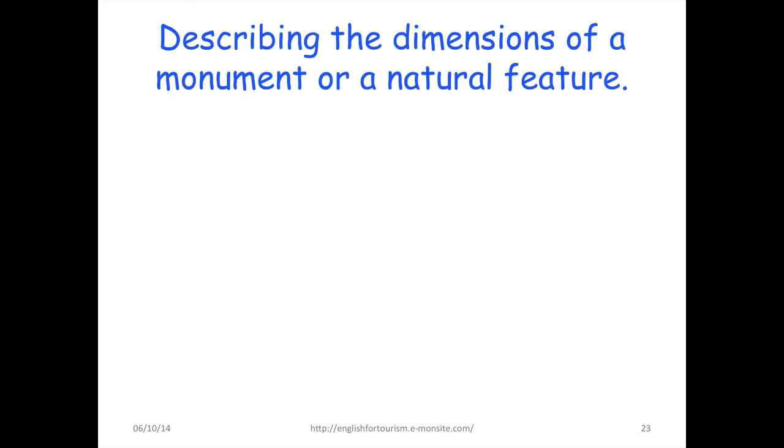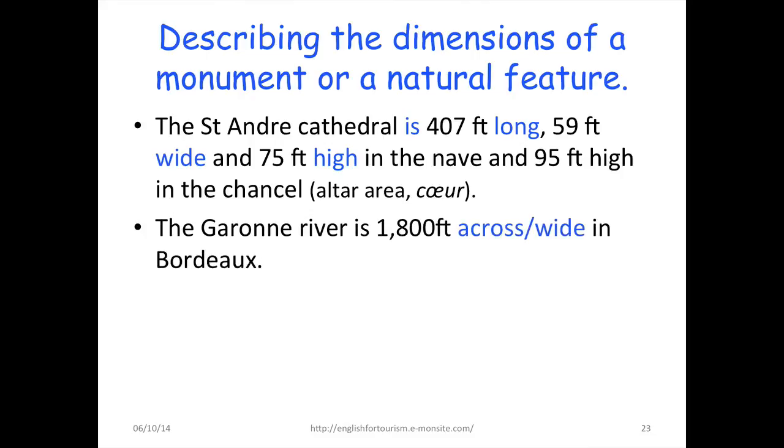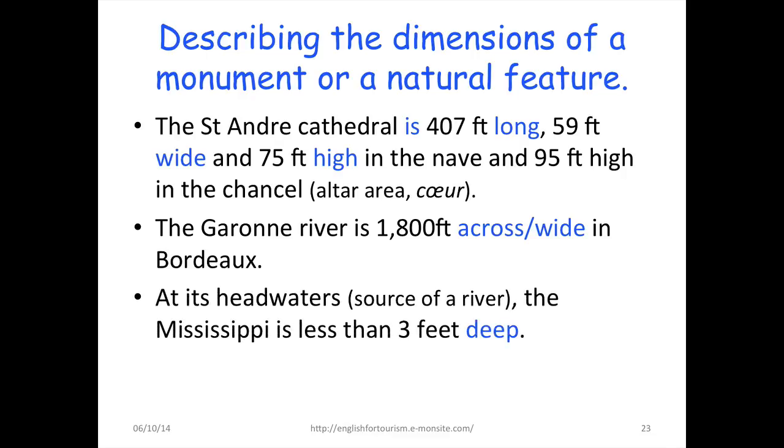Describing the dimensions of a monument or a natural feature. Let's take the example of a cathedral. The St. André Cathedral is 407 feet long, 59 feet wide, and 75 feet high in the nave and 95 feet high in the chancel. The Garonne River is 1,800 feet across or wide in Bordeaux. At its headwaters, the Mississippi is less than 3 feet deep.